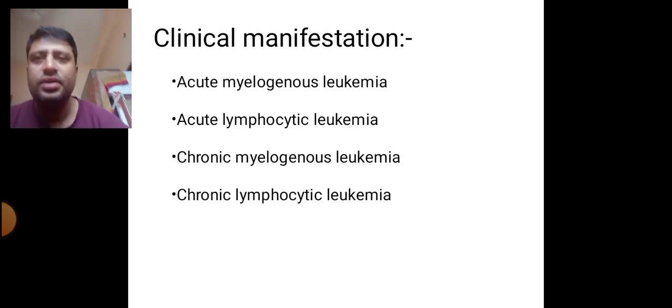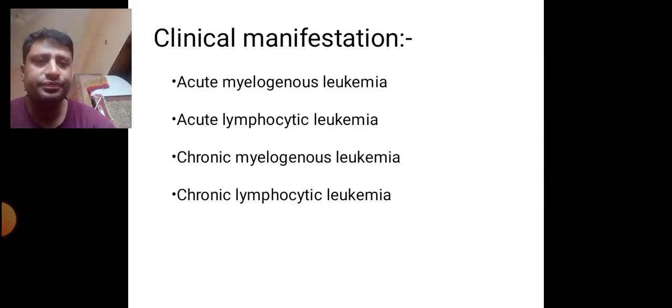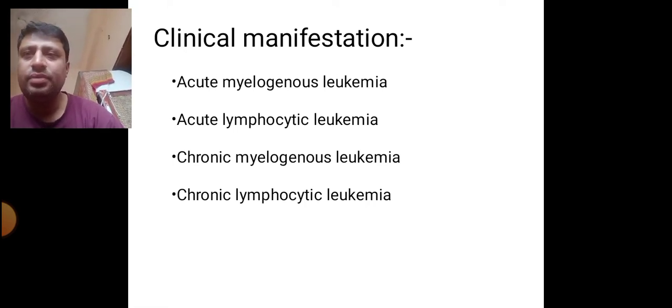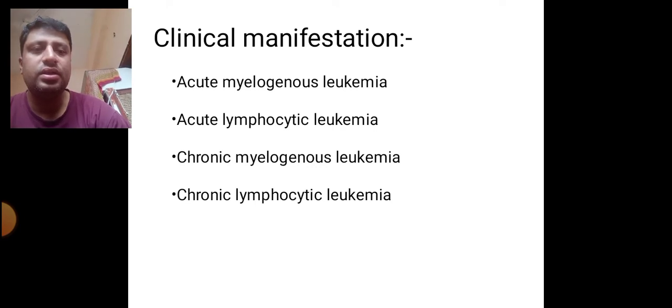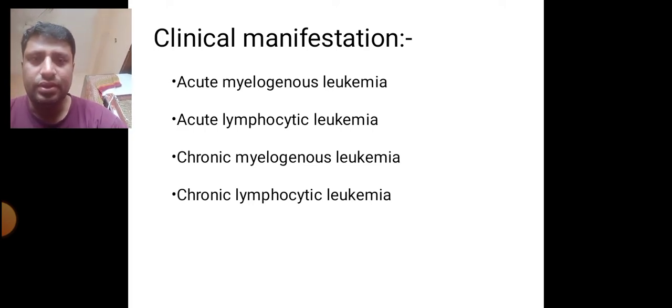If we see one by one the clinical manifestations. First one is clinical manifestation of acute myelogenous leukemia. The clinical manifestations include fatigue and weakness, headache, mouth sores, anemia, bleeding, fever, infection, sternal tenderness, gingival hyperplasia, minimal hepatosplenomegaly, and lymphadenopathy. These are the clinical manifestations of acute myelogenous leukemia.